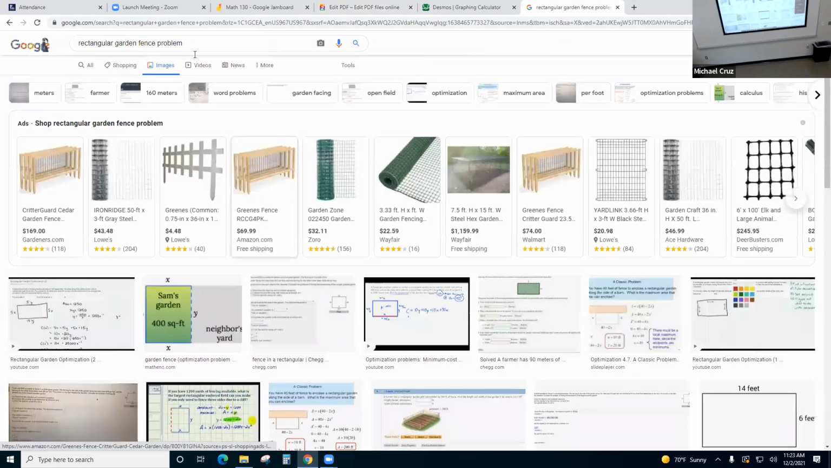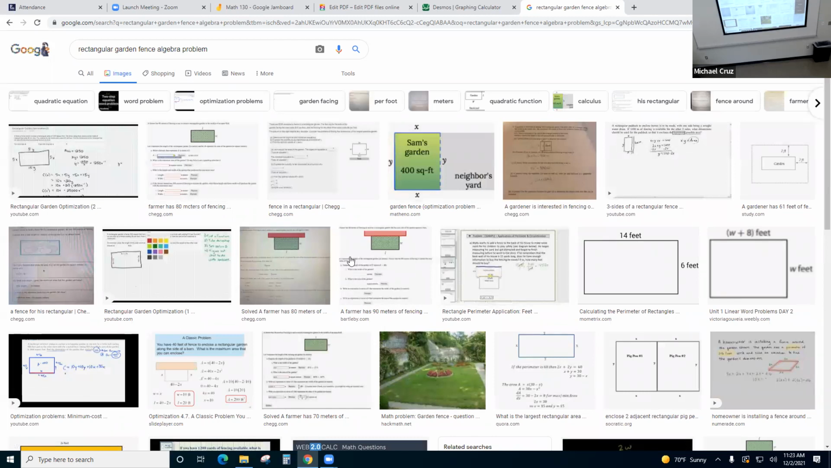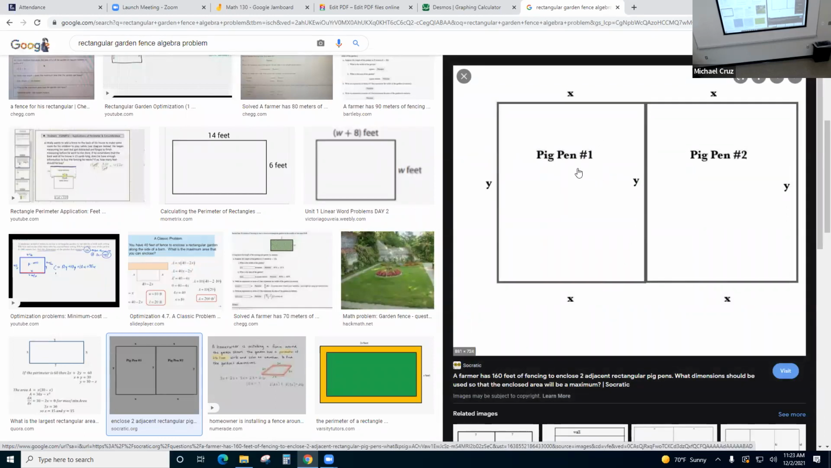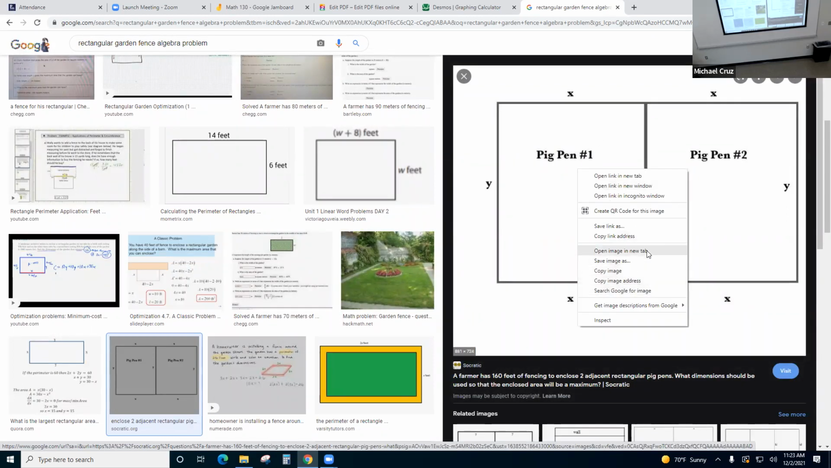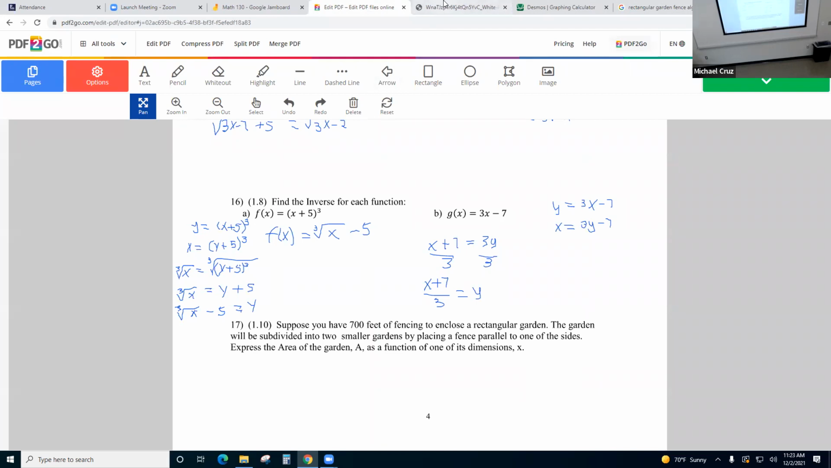And it really helps. So it's something like this. Doesn't look very nice, but all right. We have 700 feet to enclose a rectangular garden, so that's a perimeter. The garden will be subdivided into two by placing a fence parallel to one of the sides. Parallel to one of the sides.